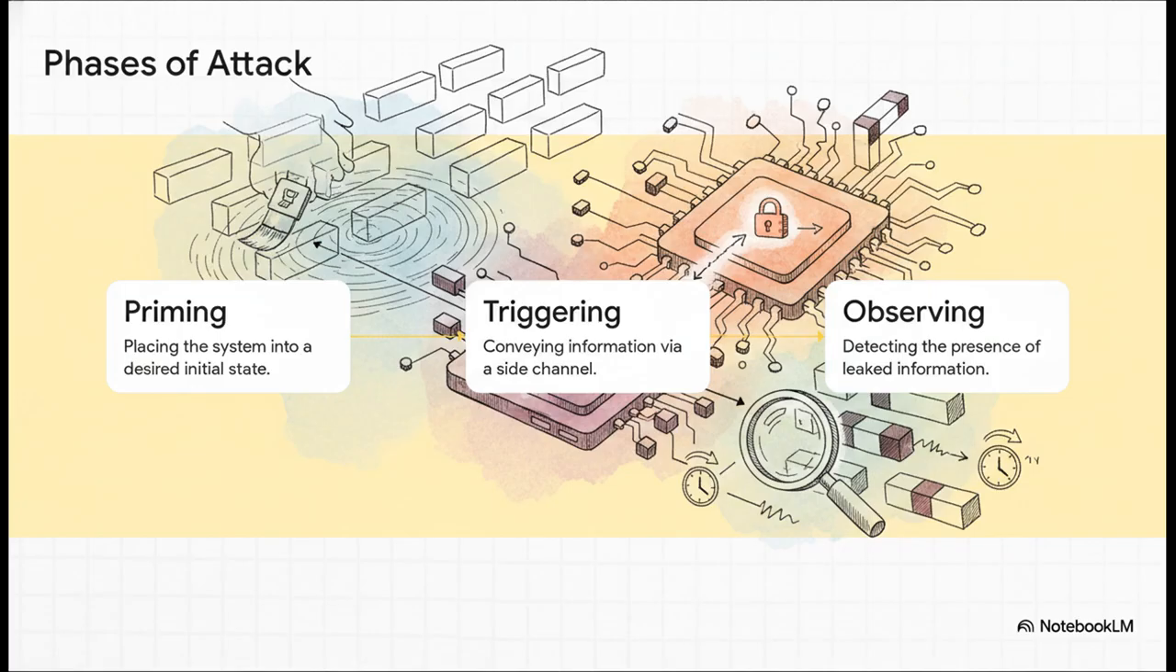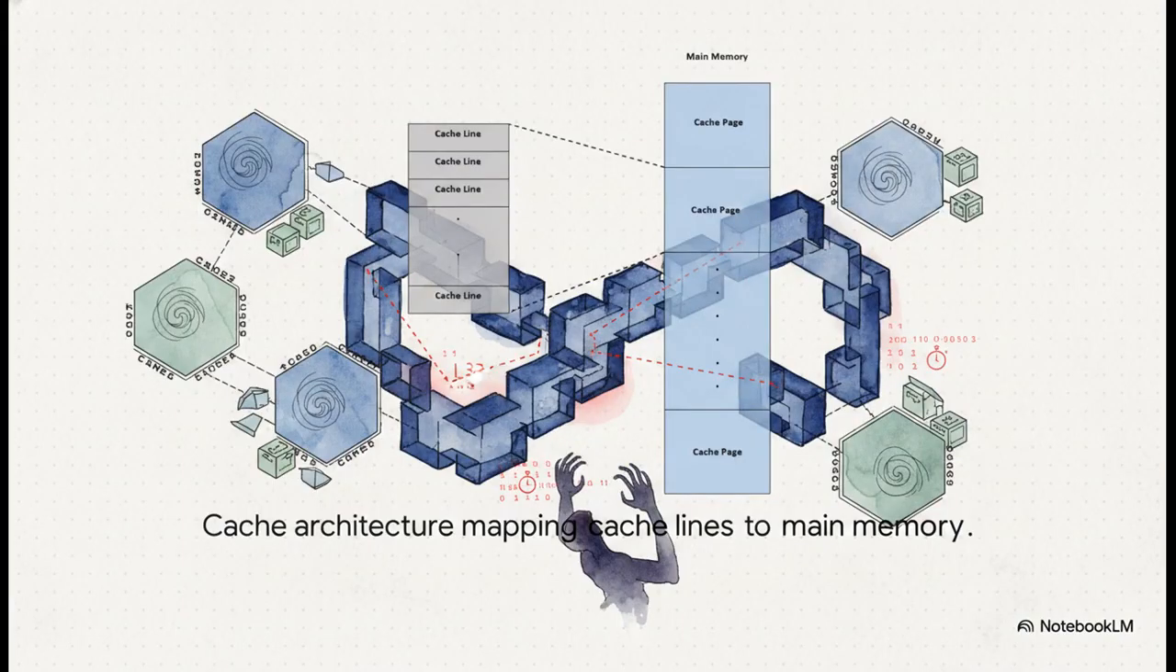And finally, phase 3, observing. The attacker measures exactly how long it takes to access the cache again to figure out what that secret information actually was. So where is this observation actually happening?